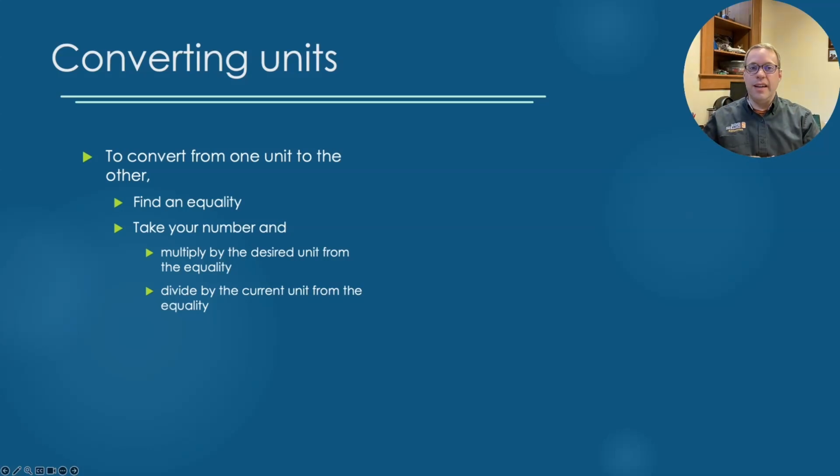Then using that equality, we take our number, we multiply it by the part of that equality with the unit we want, divided by the other part of the equality, the unit we currently have and want to get rid of. Let me show this to you in an example. Let's say we want to convert 364 meters into feet. We're good old-fashioned Americans. We don't understand meters, so let's go from meters to feet, which we understand a little bit better. Now, for those of you who understand meters better than feet, you can flip this around too. It goes the other way as well.